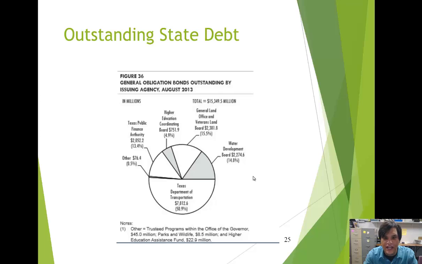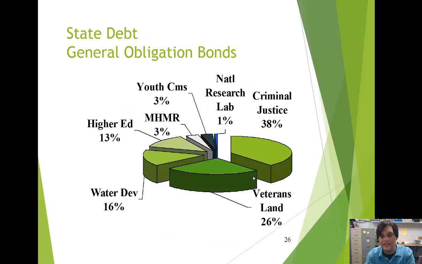You can also see that there's debts within the Public Finance Authority, within the Higher Education Coordinating Board, within the General Land Office, and also within the Water Development Board. So how does Texas try to erase this debt within these certain sectors? By not raising taxes. And that's a huge question that they're going to have to face. Here you can see the state debt by general obligation bonds. I won't get into this too much, but this is kind of where the debt is coming from as well.